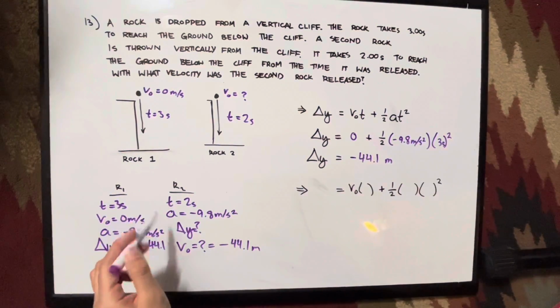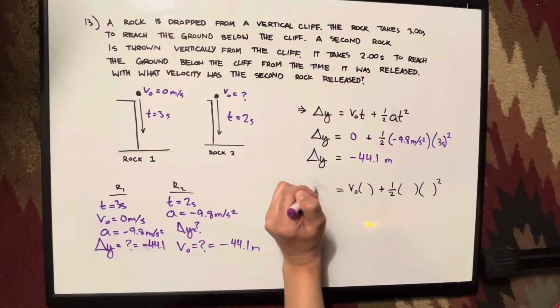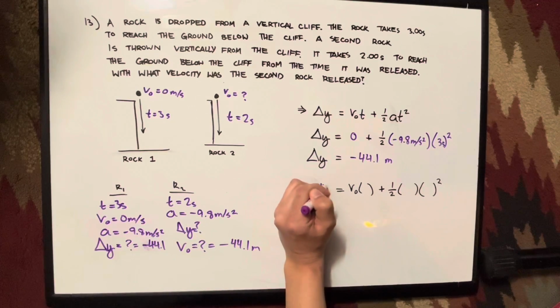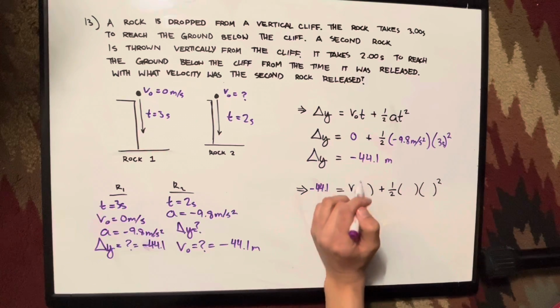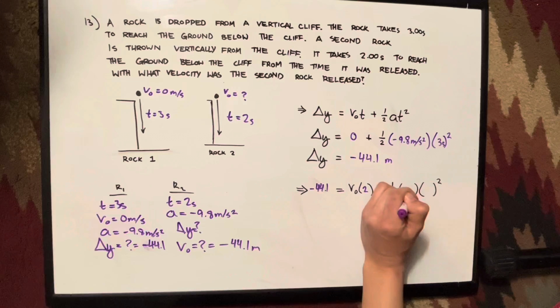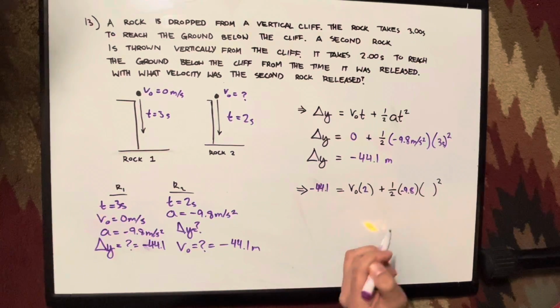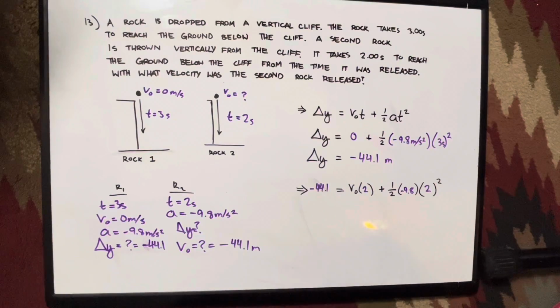So since we have 3 values for rock 2, now we're able to solve for its initial velocity. So let's plug in what we found, which is negative 44.1 meters, and then initial velocity times time, which is 2 seconds, plus 1/2 of negative 9.8, because that's our acceleration, times time squared. So now we just solve for it.